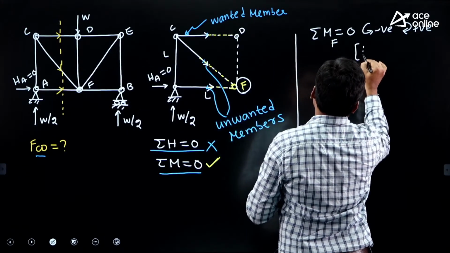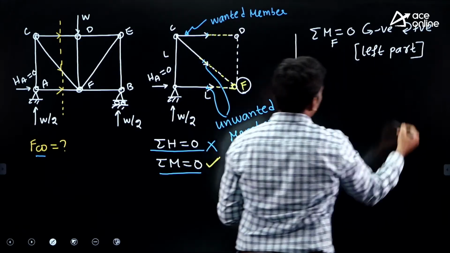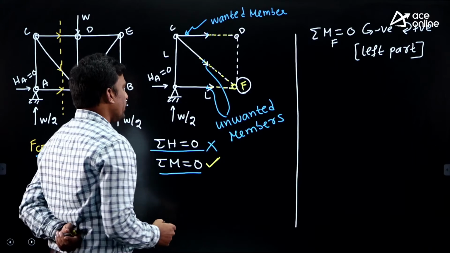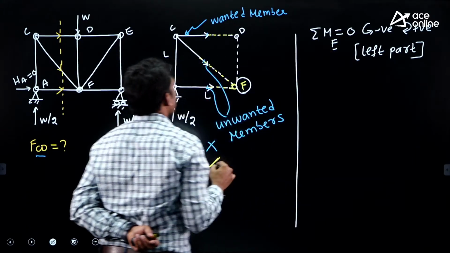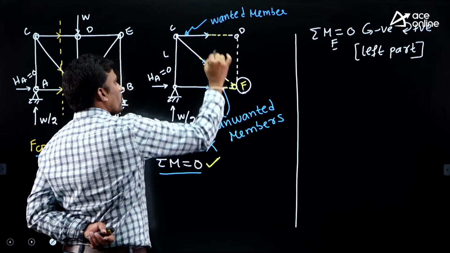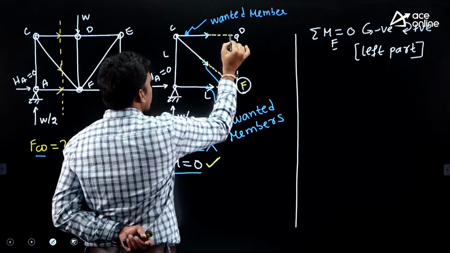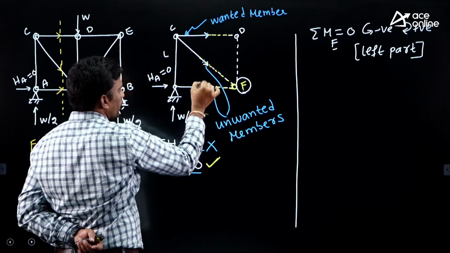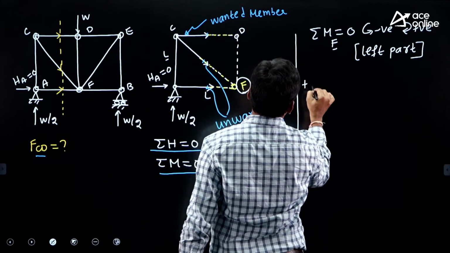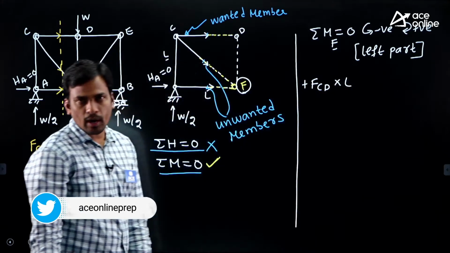Then students, consider only left part forces. Don't consider right part forces. Consider only the forces on the left part of the structure. Now tell me, our target is joint F, right? Now tell me, is this wanted member clockwise or anticlockwise toward joint F? Yes, this is clockwise. Then force into what perpendicular distance up to joint F from here to here? The perpendicular distance is L. Then clockwise, force in member CD, perpendicular distance is L. Now this is a wanted member.